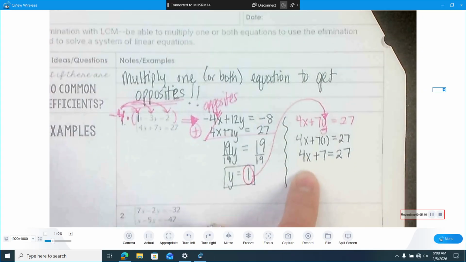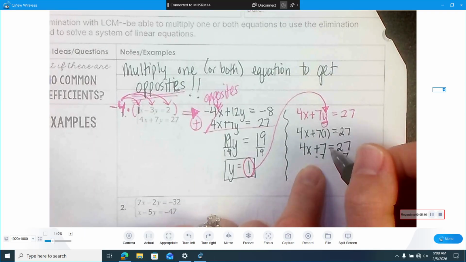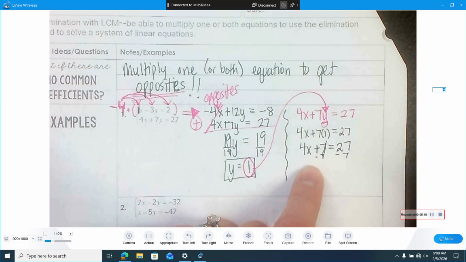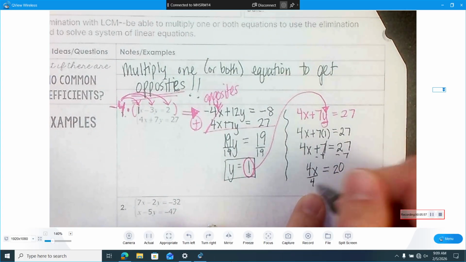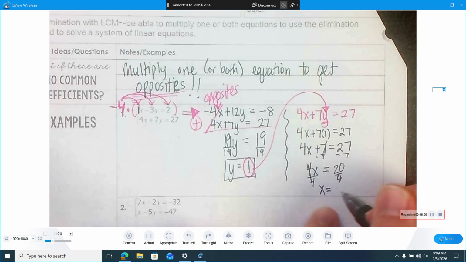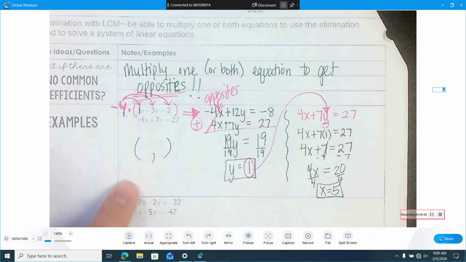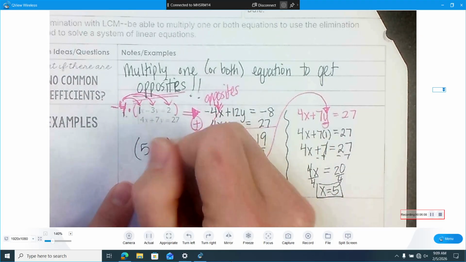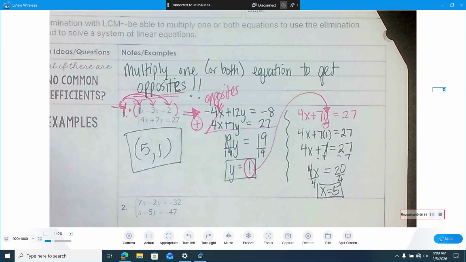And now we can get x all by itself. What should we do to get x by itself first? Minus 7. Minus 7 from both sides. So we get 4x equals 20. And then we need to divide by 4. So we get x equals 5. There we go. All right, and what's our ordered pair then? 5, 1. One solution. So the only difference today, we are multiplying by a number instead of just 1 or negative 1, okay? And so it's kind of nice.